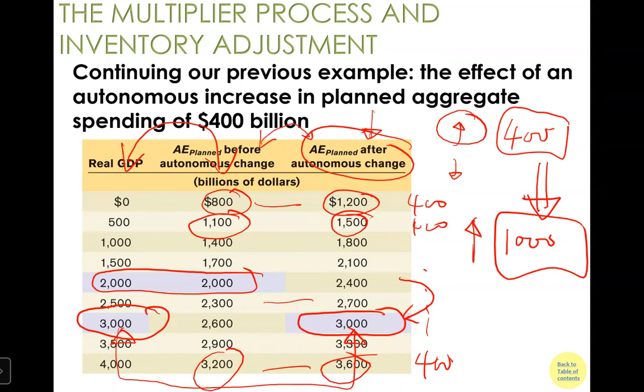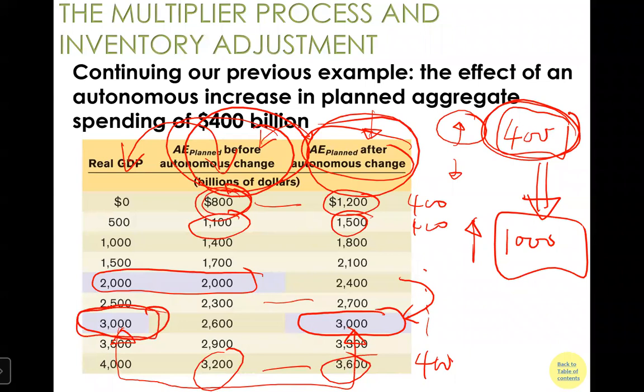Okay, so repeat. Here you increase from this one to this one. The aggregate expenditure line increased by 400, but its impact on the real GDP is more than 400. The real GDP increased from 2,000 to 3,000. Real GDP increased by 1,000. Now we answered the second question, right?